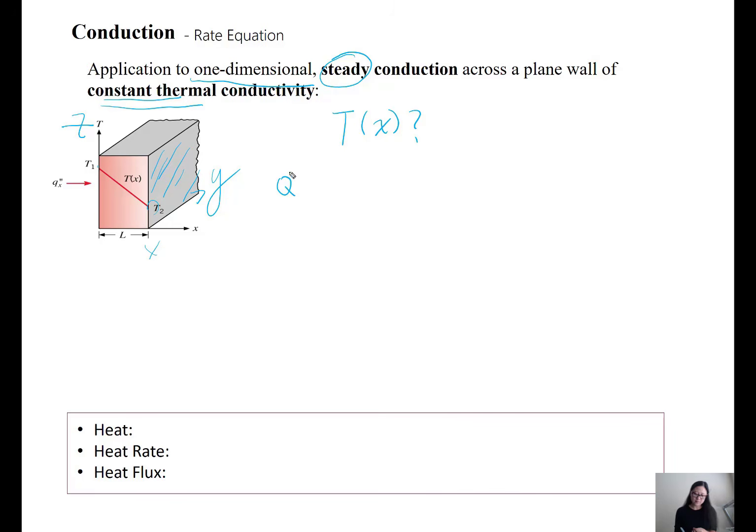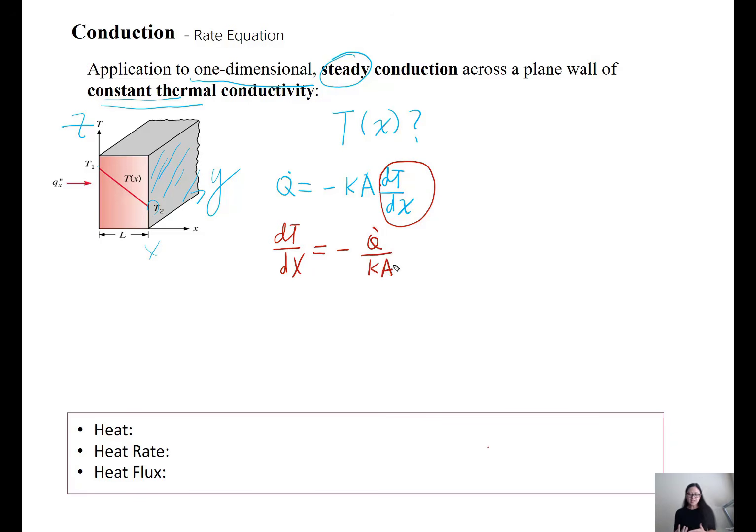Let's use Fourier's law. We know dT/dx is the temperature gradient mathematically. Physically, it represents the slope of temperature change. It gives us information on how temperature changes with x, or how fast temperature changes with x. For this case, we know dT/dx is negative Q over KA.